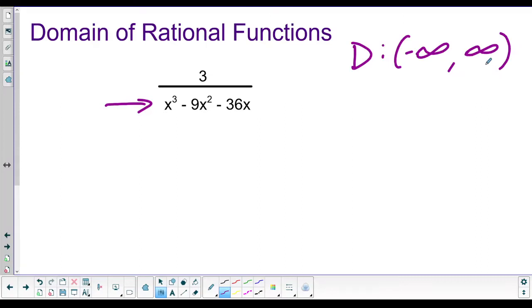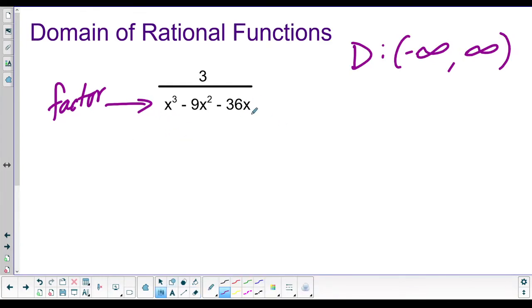So the first thing we need to do is factor the bottom of this and then set those factors equal to 0 to find the restricted values. So the top here is not really important for domain. I made it extra boring. It's just a 3 so that you're not tempted to do anything with it. So we're going to factor the bottom.